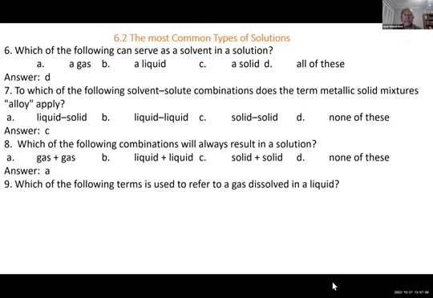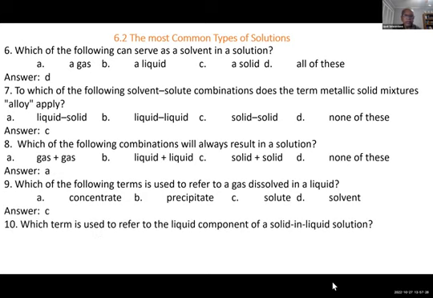Which of the following terms is used to refer to a gas dissolved in a liquid? A gas dissolved in a liquid is a solute. So it's not a solvent. Liquid means it's the major component. So the answer is C.